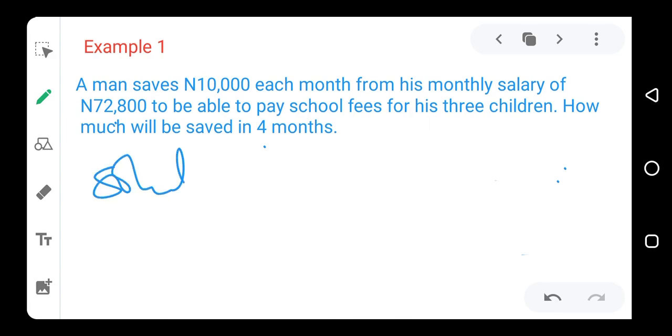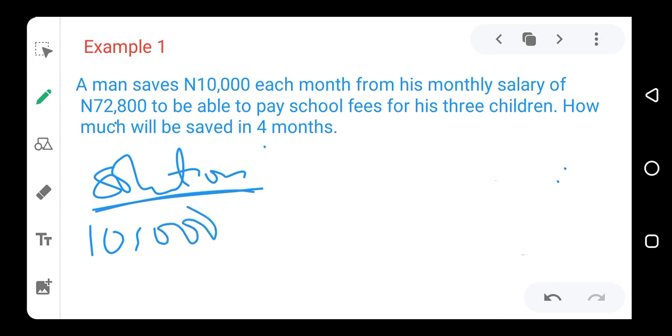Solution: the salary is 72,800 naira. Can we get the amount that is saved from this salary? It is given to us straight that the amount that is saved is 10,000 naira. So we are interested in that 10,000 naira. Each month the man saves 10,000 naira.